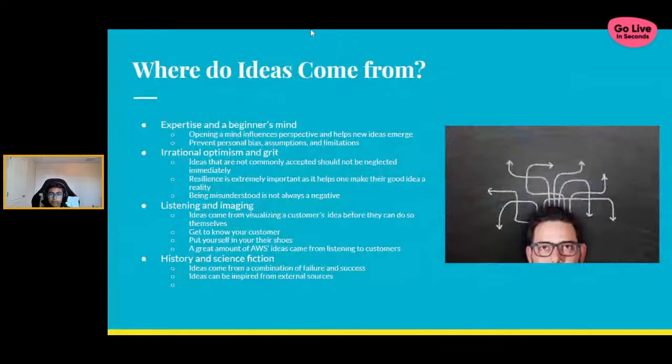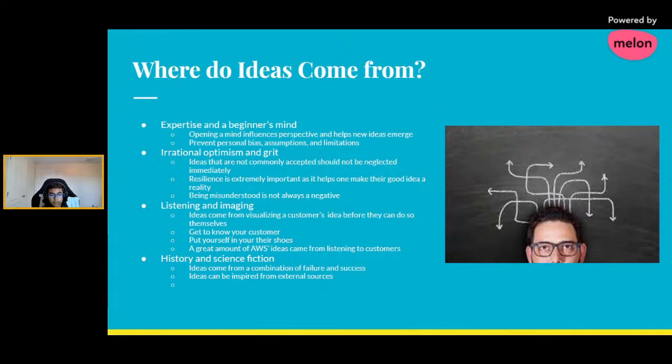So where do ideas come from? Here are a couple of places: expertise and a beginner's mind, irrational optimism and grit, listening and imaging, and history and science fiction. Expertise and a beginner's mind is opening a mind that influences future perspective and helps new ideas emerge. This prevents any personal bias, assumptions, and limitations from getting in the way.